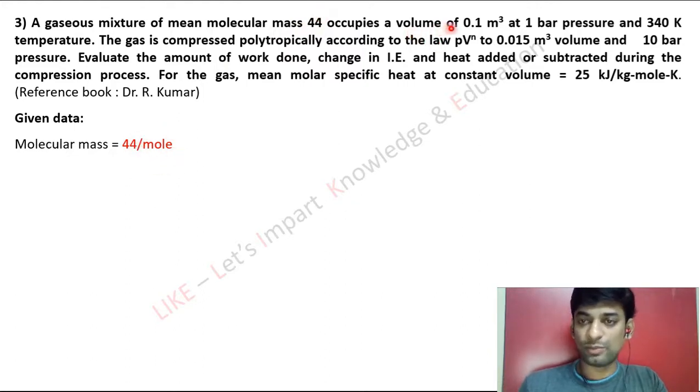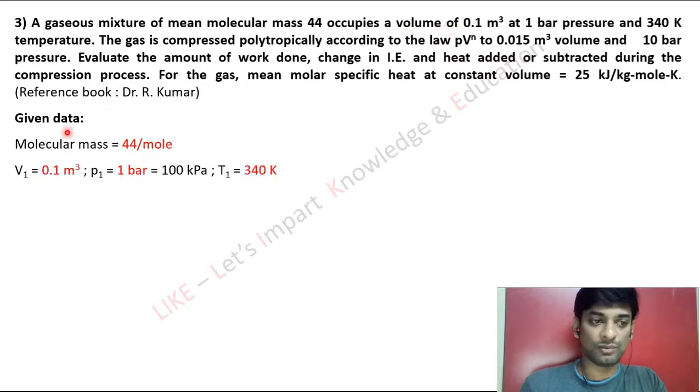Occupies a volume of 0.1 meter cube. So initial volume V1 is equal to 0.1 meter cube. Again I am telling you this is a volume, so I am using uppercase V since it is an initial state, V1. At 1 bar pressure, it is given in bar. It should be converted into kilopascal. So P1 is equal to 1 bar. It is converted into kilopascal by multiplying it by 100, so it becomes 100 kilopascal. Temperature is given in Kelvin, so no issues. T1 is equal to 340 Kelvin.